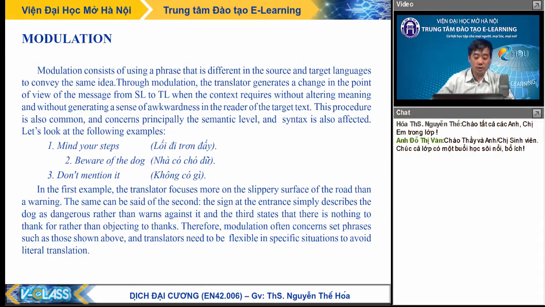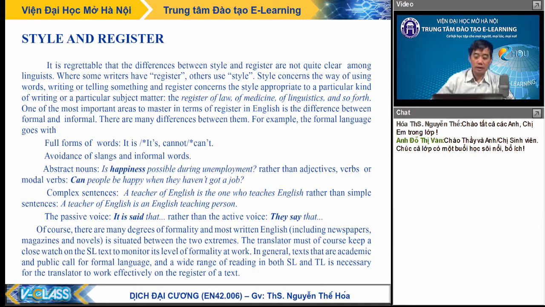And what about modulation? Modulation consists of using a phrase that is different from the source language, as long as it can convey the same idea. And what about the style and the register? It depends on the abilities of the translator. The translator has a duty to prove the register.